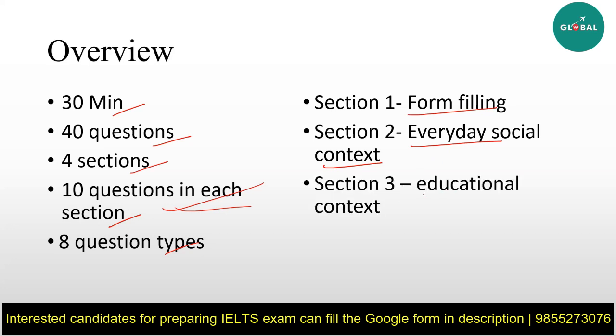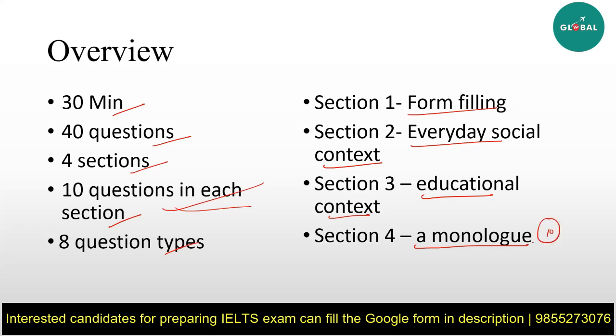The third section is of educational context. This conversation is about a student conversing with a professor about a certain assignment, or maybe two or three students conversing with each other. Okay, so this is how the third section will be. Then the fourth section is a monologue. In this, a lecturer or a professor will be telling something about their research, and all the 10 questions in this are actually difficult, much more difficult than the previous three sections.